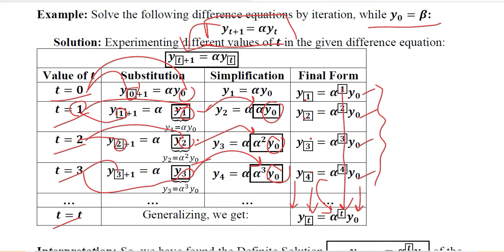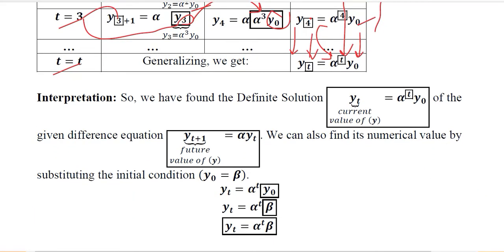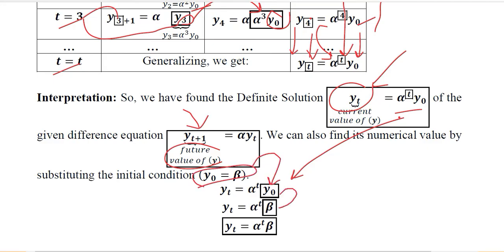So this is the development of the solution, and it is a solution because it doesn't have any lag or lead in it. It is free of any lag or lead. It is the value of yt. So this is it, and this was the difference equation that was given, which has a future value of y. So we can further simplify this given the solution that we obtained. This is the initial condition, and I can put y naught is equal to beta here. When we did this, we get this final result.